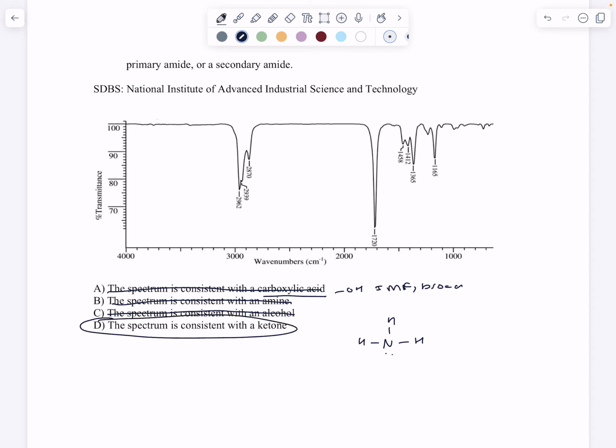But just to make sure, I'll double check with my IR shift table. And ideally on your exam, you're not going to be looking at your table all the time.